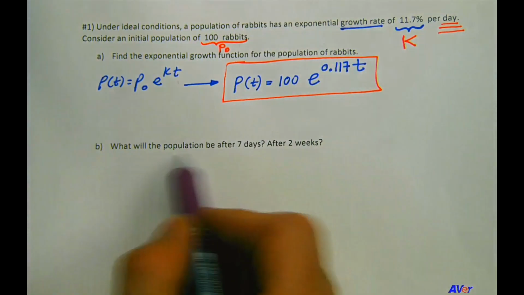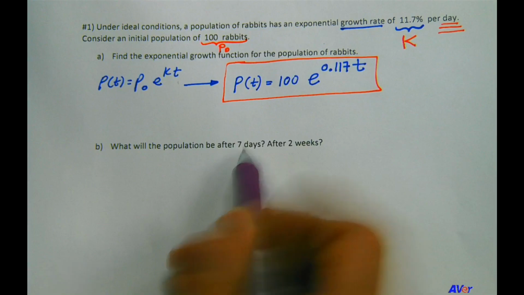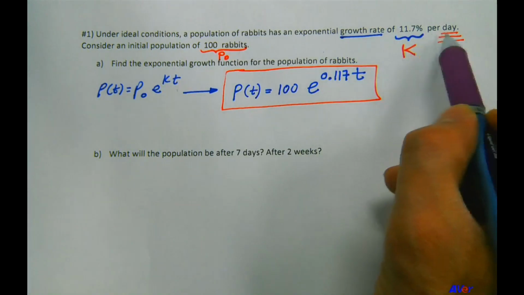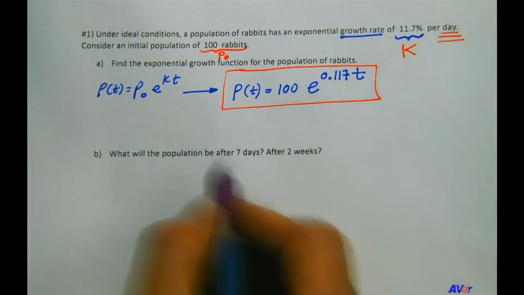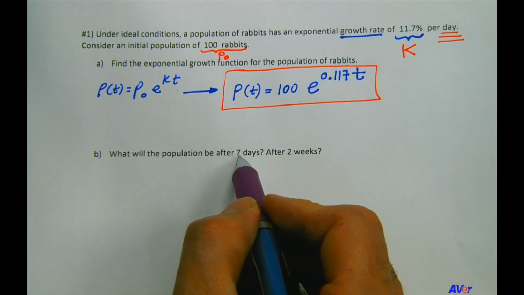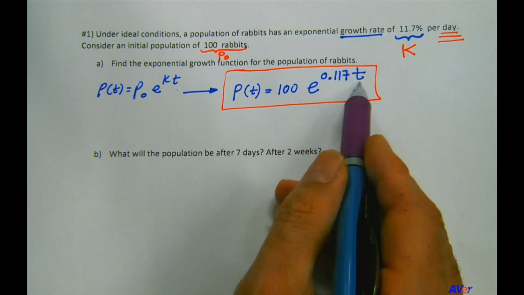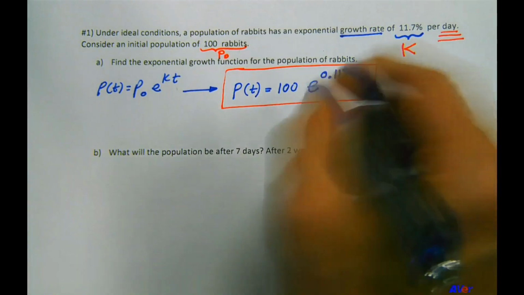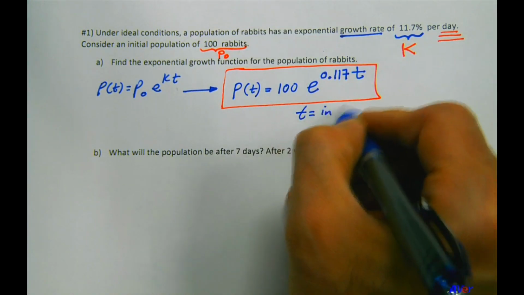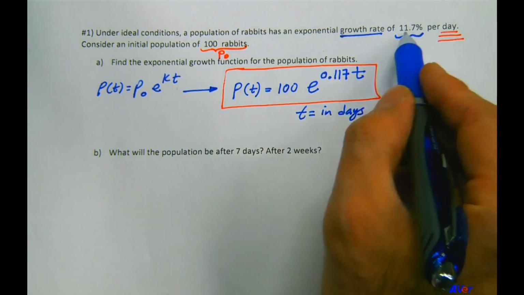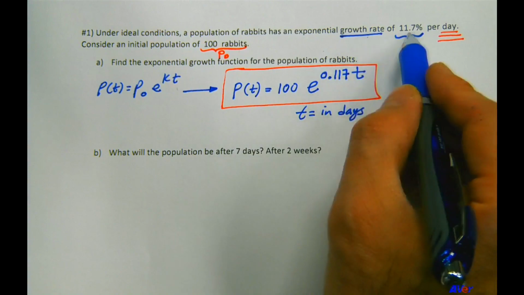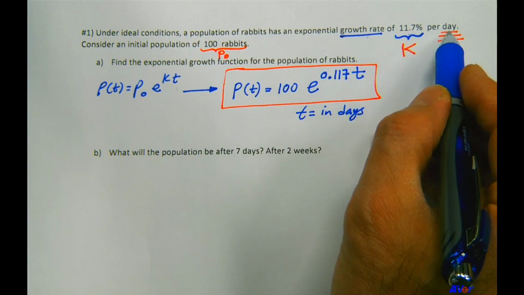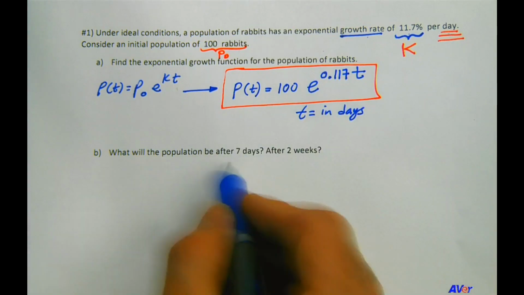Next, they ask, what will the population be after 7 days? So we already established that the growth rate was 11.7% per day. Knowing that, we can replace t with 7 directly, right? Because t represents days in this case. Okay, and let me actually add that t is in days. And that makes it clear that the growth rate is a daily growth rate, not monthly, not weekly, not annually. That's a daily growth rate. So t represents days.